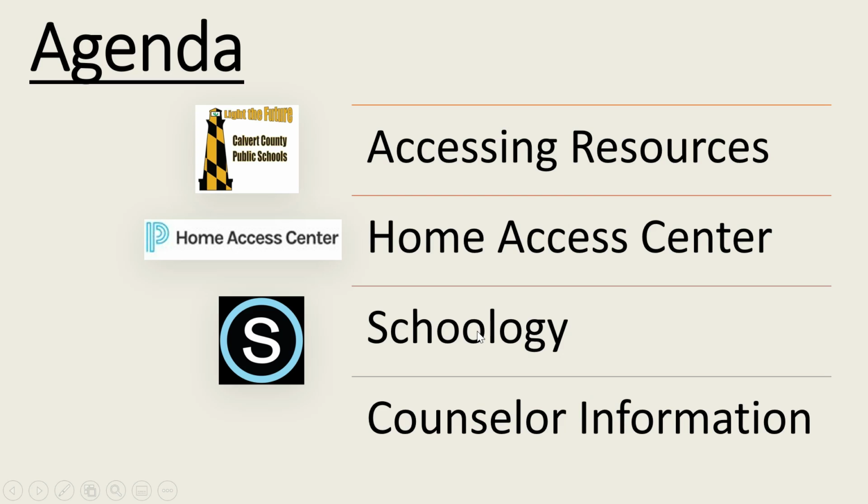In this presentation, we're going to talk about several things. We're going to focus on how to access resources for Calvert County Public Schools and, of course, Calvert High School. We're going to talk about how to access and navigate the Home Access Center, as well as how to navigate Schoology and set up notifications that you can receive both through the Home Access Center and Schoology. Also, part of this presentation will give you information from the counseling department about ways that they also work to support your child.